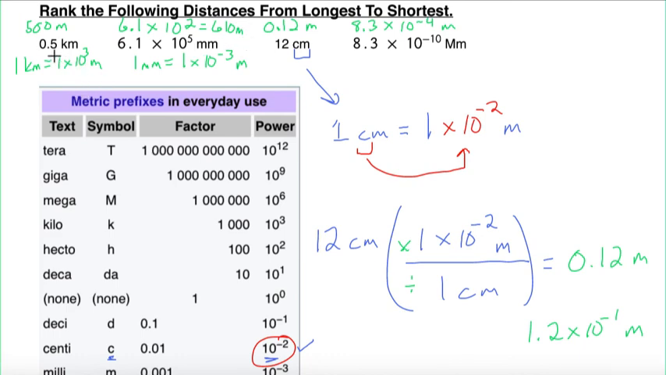What I've done here, I've included the conversion factors on the bottom, and then I've included the final distance in meters on top. And so what we can see is this one, which was originally expressed in millimeters, is actually the longest distance, 610 meters, followed by this one, then the 12 centimeters, and then finally the megameters at the end.